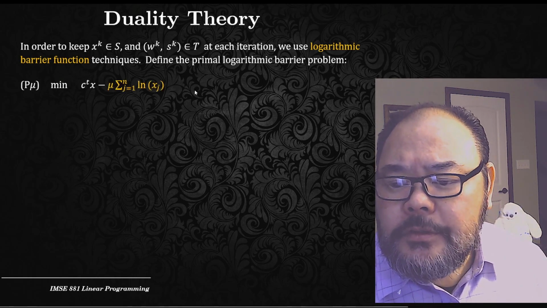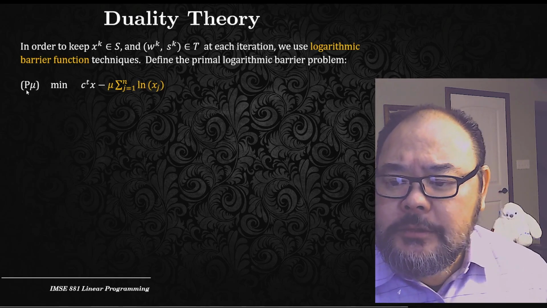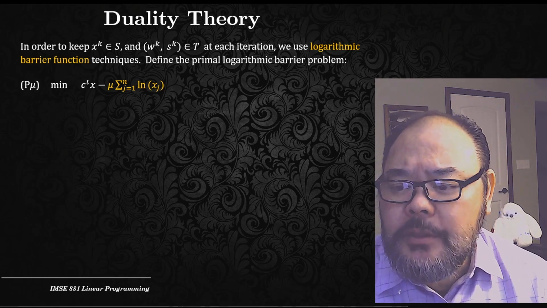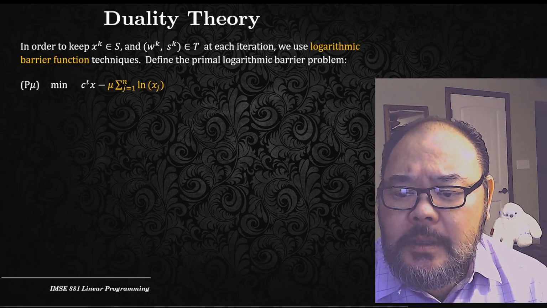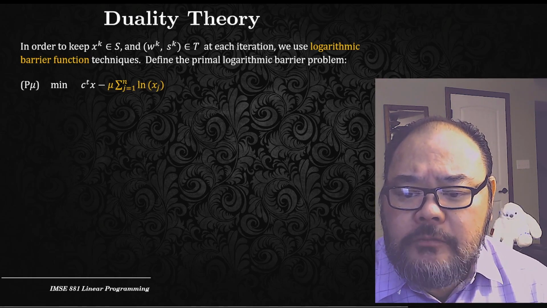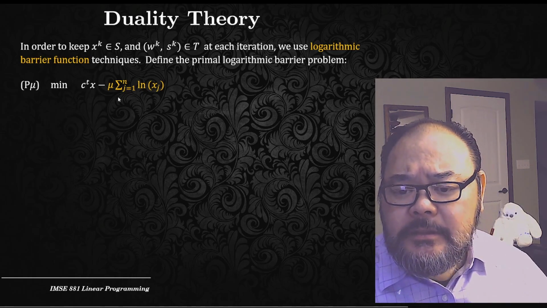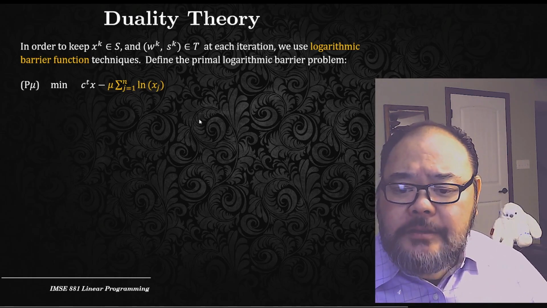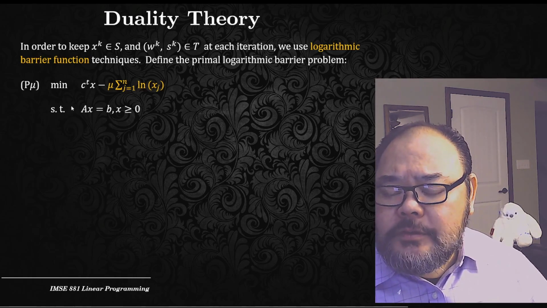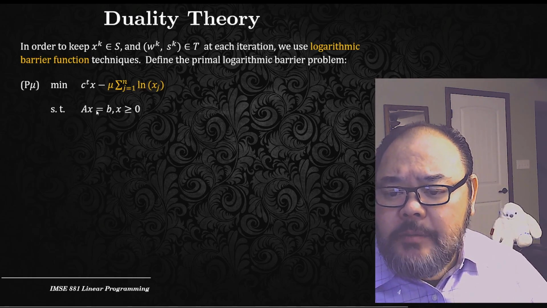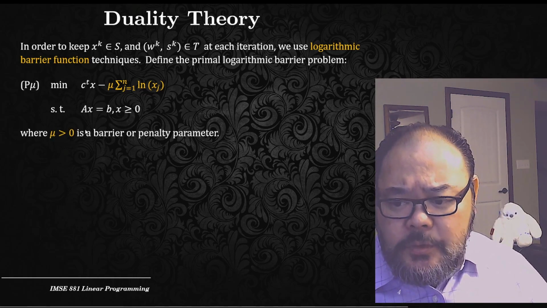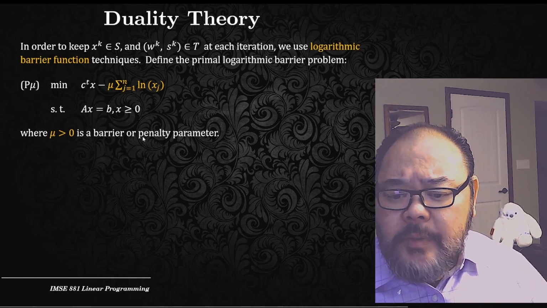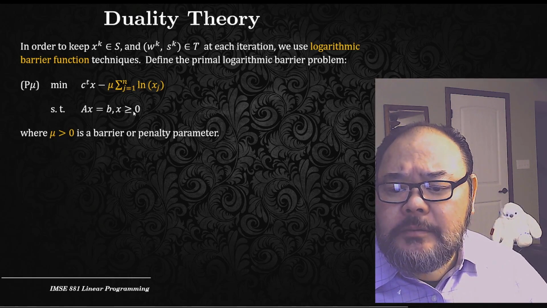So first we define a problem P mu: minimize c transpose times x minus mu times the summation of the natural log of xj. Let's take a look at the natural log of xj function. Of course, the constraints stay the same: Ax equal to b, x is non-negative. Here mu is the barrier and penalty term we use.